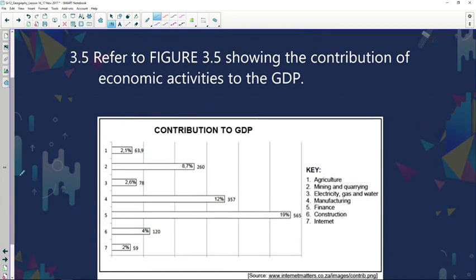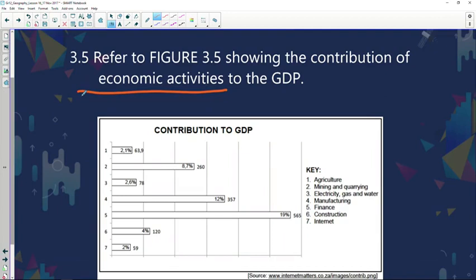If you look at our next question, it's a graph showing some information. It shows the contribution of economic activities to the GDP. GDP stands for gross domestic product. Now, if you quickly have a look at it, key one is agriculture, that's farming. If you look at mining, that's gold, platinum is over there. Electricity, gas and water is over there, a service. Manufacturing is secondary activities, as you can see.